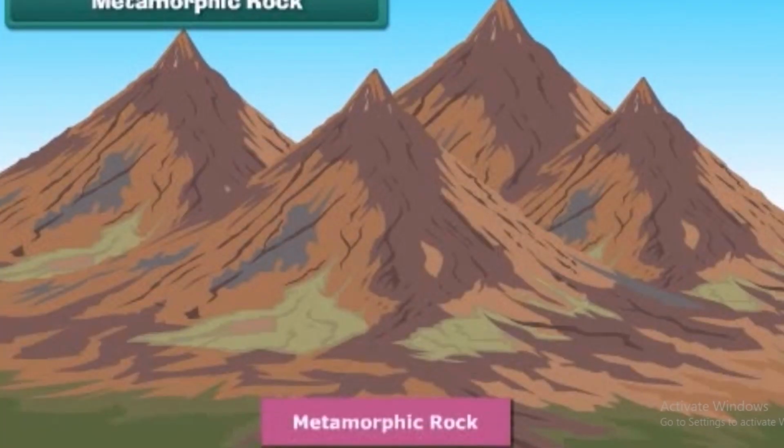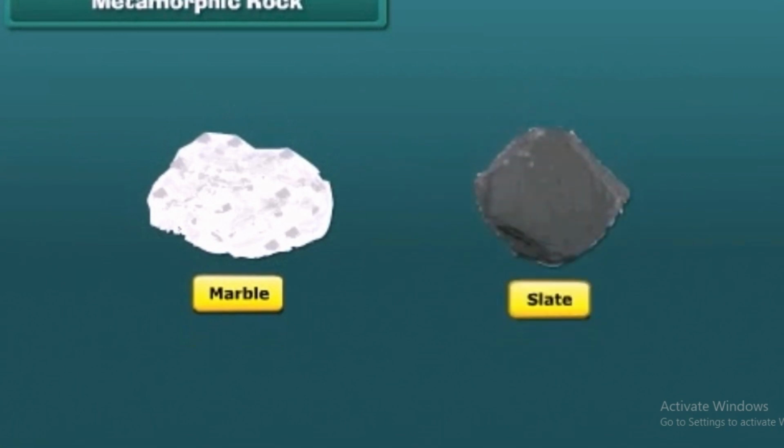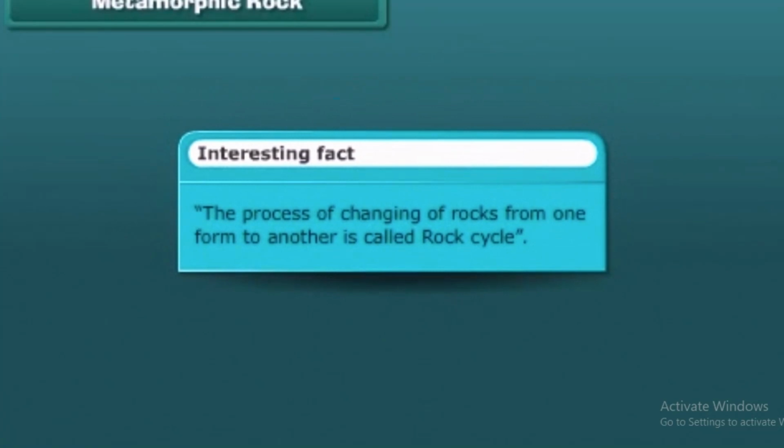Now we come to metamorphic rock. It is formed either from igneous or sedimentary rock. Igneous or sedimentary rocks are changed or modified into metamorphic rock due to the influence of heat and pressure. This process occurs deep inside the earth. Metamorphic rock is usually hard and often contains crystals. Marble and slate are examples of this kind of rock. Interesting fact: the process of changing of rocks from one form to another is called the rock cycle.